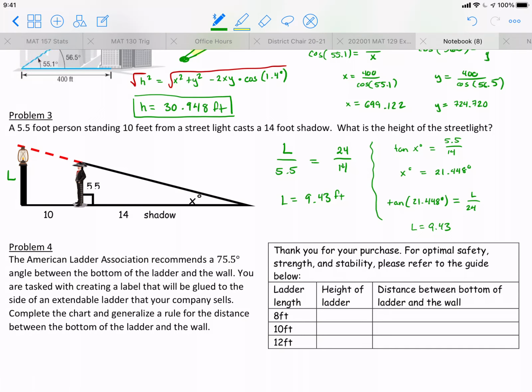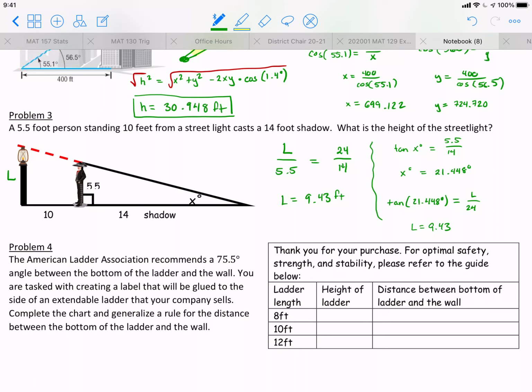Okay. So, the American Ladder Association recommends a 75.5 degree angle between the bottom of the ladder and the wall. You are tasked with creating a table which will be glued to the side of the extendable ladder that your company sells. Complete the chart and generalize a rule for the distance between the bottom of the ladder and the wall. All right, so we'll just do one of them and then fill out the rest here.